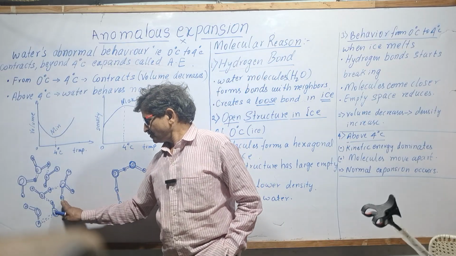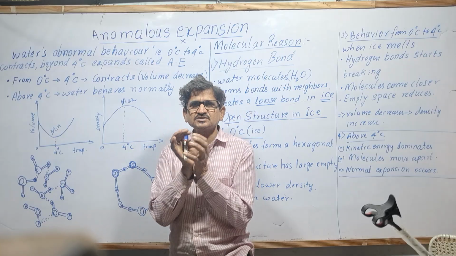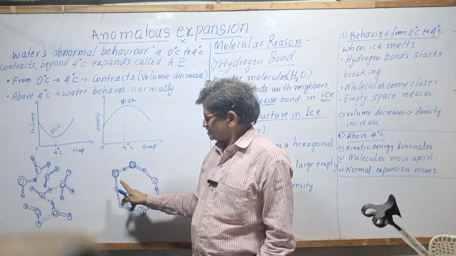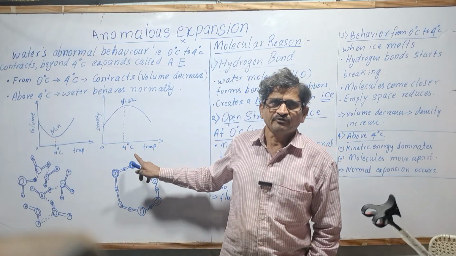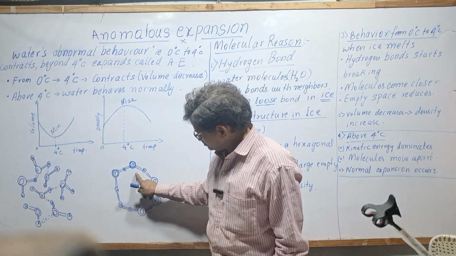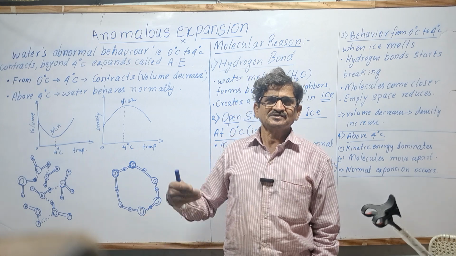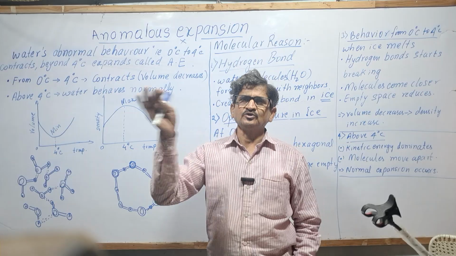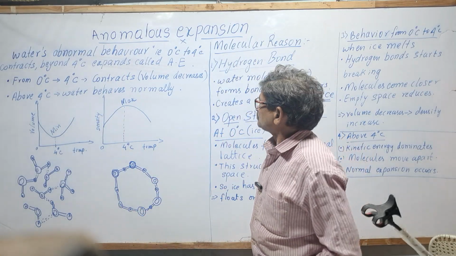In the liquid state, its density is more because the intermolecular distances are smaller. But in the ice condition, the bond converts into a hexagonal form. When it forms a hexagonal form in ice, this space will be empty. Because of that, ice density is less. That's why it is floating on the water. This is the hydrogen bond.